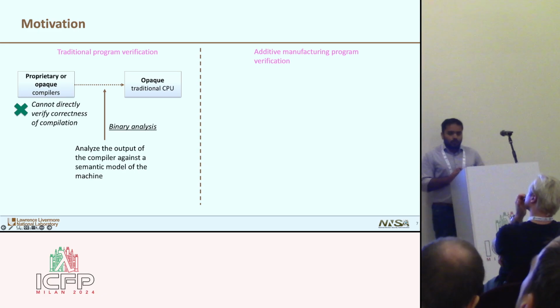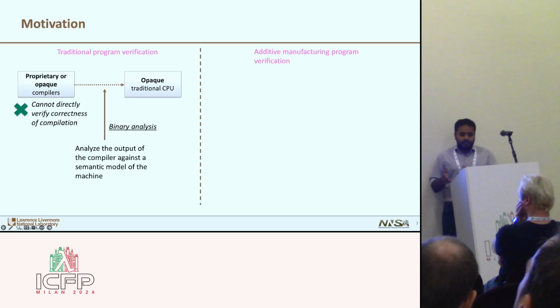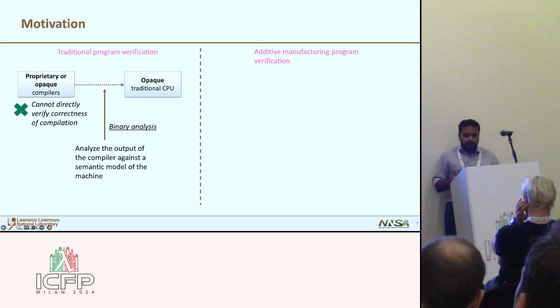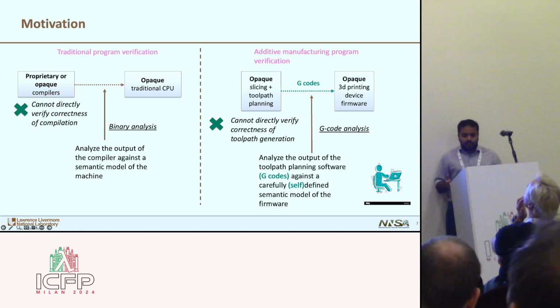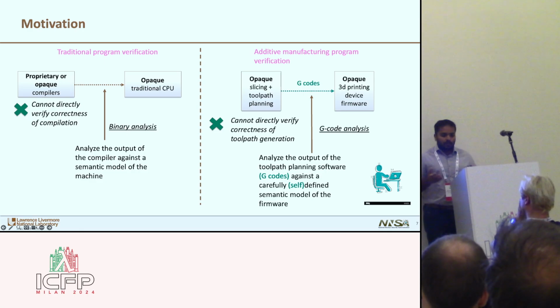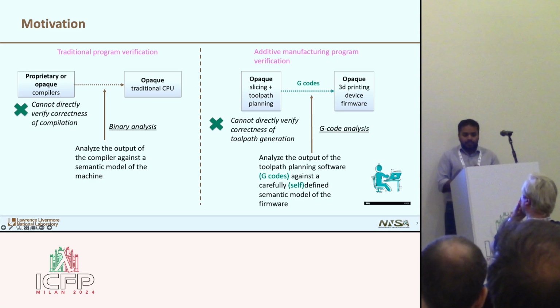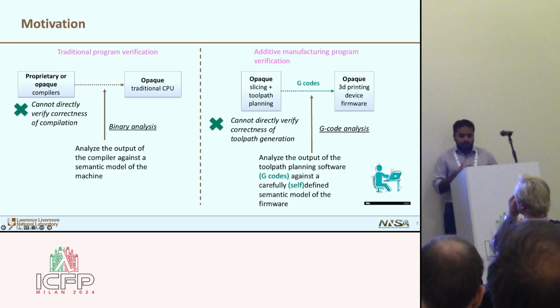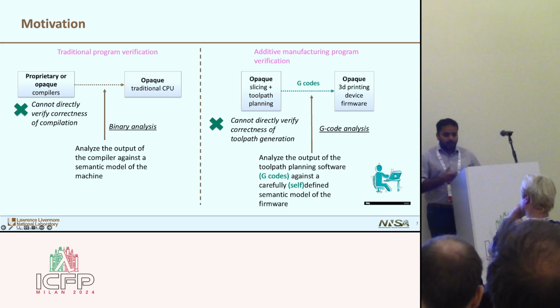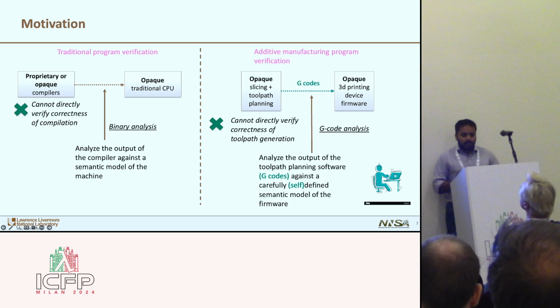And in that case, we have to resort to some other kind of analysis called binary analysis, where we analyze the output of the compiler against a semantic model of the machine. A similar problem arises in the additive manufacturing realm as well, where the slicing and toolpath software is opaque, as well as the 3D printing device firmware, which is the case for most commercial 3D printers. So in those cases, we cannot directly apply program verification techniques, and we have to develop some analysis similar to binary analysis, where we analyze the output of toolpath planning software, which are the G-codes, against a self-defined semantic model of the firmware.